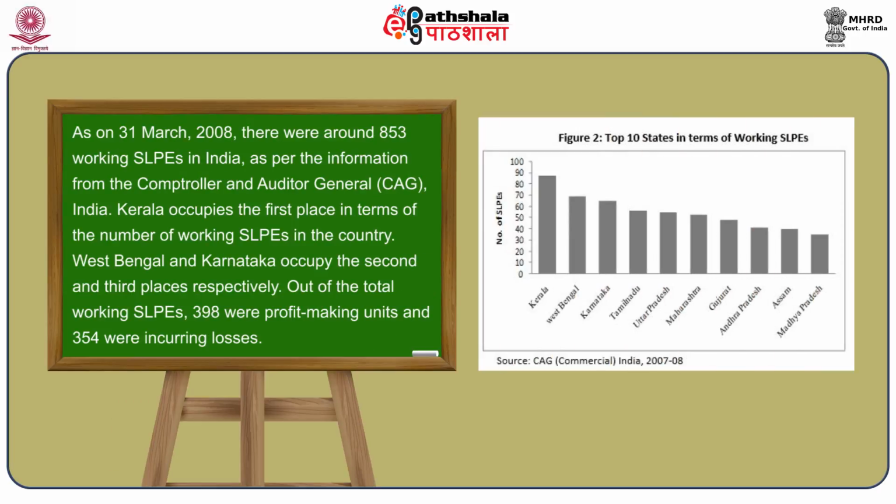There were around 853 working state-level public enterprises in India. Kerala occupies the first place in the number of working SLPEs in the country, and West Bengal and Karnataka occupy the second and third places. Out of the total working SLPEs, 338 enterprises were making profits and all the remaining were into losses. It means that 50% of the state-level public enterprises in India are into losses.